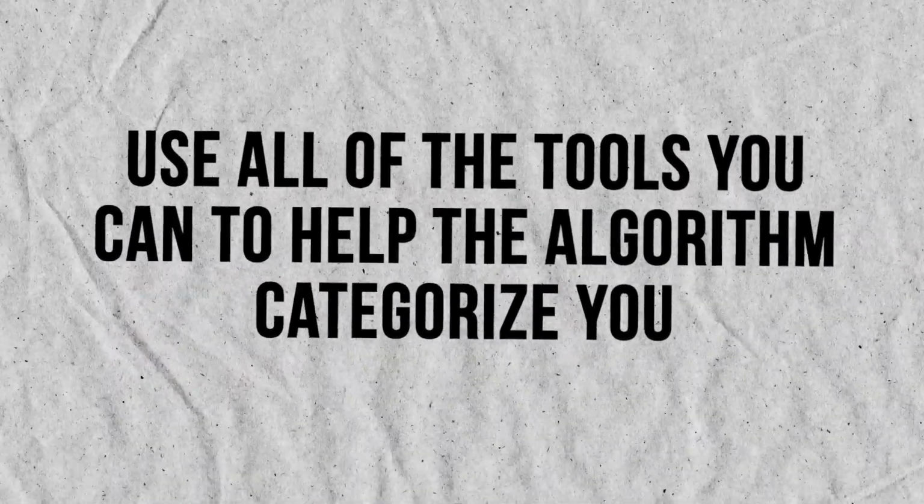Now, at this point, you might be thinking, okay, I don't have that problem. I am talking about one topic. I'm very specific with my niche and I'm still not getting the views. So the next thing you need to do is make sure that you're using all of the tools that you can to help the algorithm categorize you. There are a lot of tools that TikTok has given you to signal what your content is about so it can show your videos to the right people, and you need to take advantage of every single one of them.